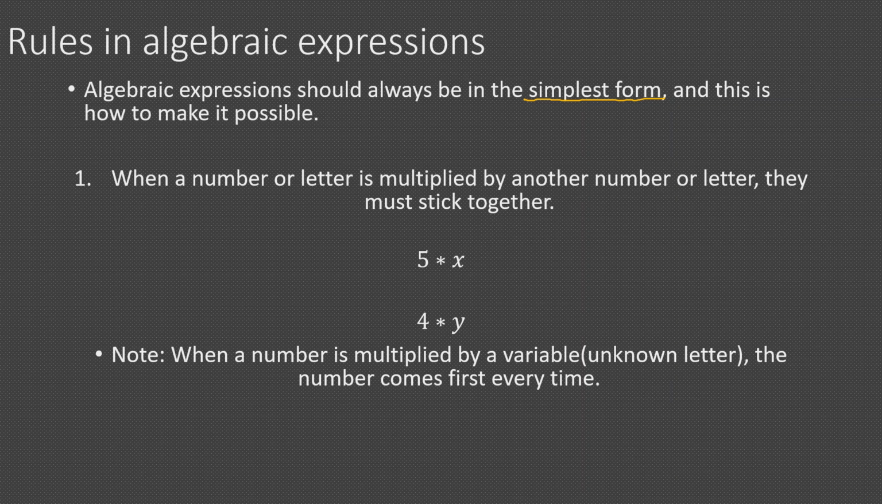Well, the first way is to know that when a number or letter is multiplied by another number or letter, they must always stick together. So in this case, we have 5 times x. 5 times x is also known as a term, which is a coefficient, which is 5, with an unknown variable, which is x. That's just to take notes, but 5 times x is an expression on its own.